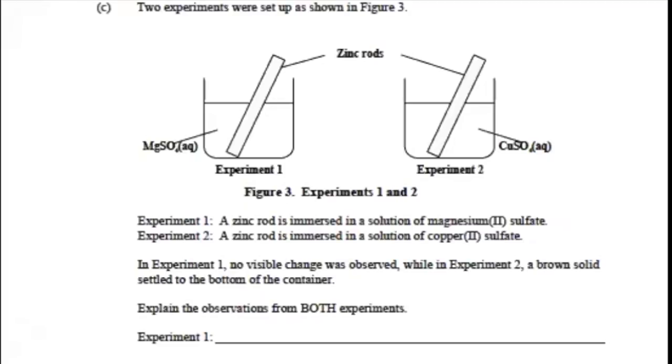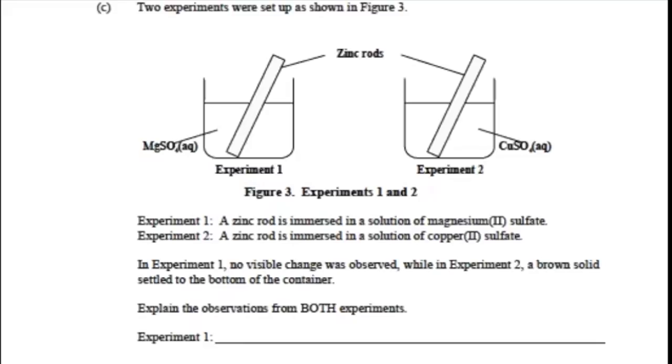2 experiments were set up as shown in figure 3. All right, so we have zinc rods immersed in experiment 1 in magnesium sulfate, and in experiment 2, zinc rod immersed in copper sulfate. That's aqueous copper sulfate, aqueous magnesium sulfate, right? In experiment 1, no visible change was observed, while in experiment 2, a brown solid settled to the bottom of the container. So let us explain the observation for experiment 1.